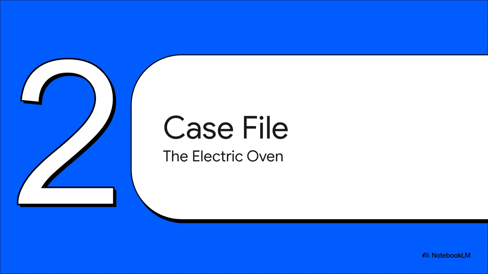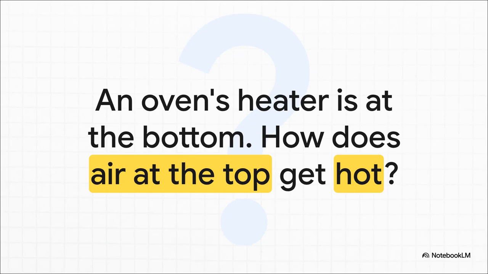Okay, we have our rule. Now let's put it to the test. First up, our first case file, the electric oven. So here's the puzzle, right? The heating element is at the very bottom. So how on earth does it cook the pizza on the top rack? Think back to our golden rule. What has to be happening to the air right there above that heater?